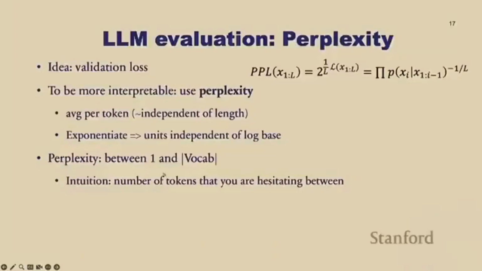Why 1? If you predict everything perfectly, then every word will have probability one, so you get a product of ones. So the best perplexity you can have is 1. If you really have no idea, you predict with 1 divided by the size of the vocabulary, and with simple math you get a perplexity of the size of the vocabulary. So the intuition of perplexity is that it's the number of tokens your model is hesitating between. If your model is perfect, it doesn't hesitate, it knows exactly the word. If it really has no idea, it hesitates between all of the vocabulary.